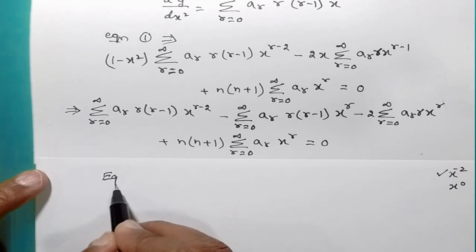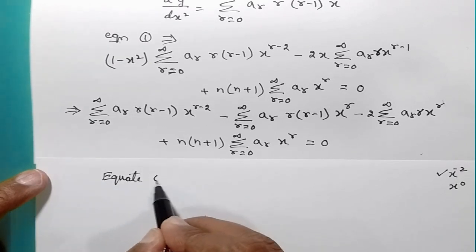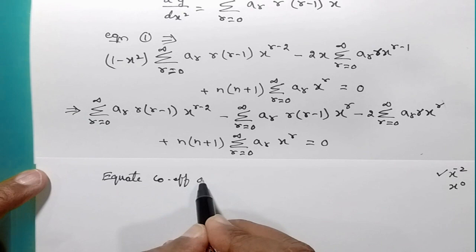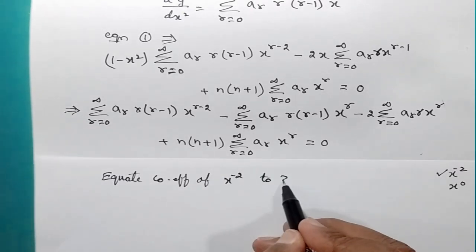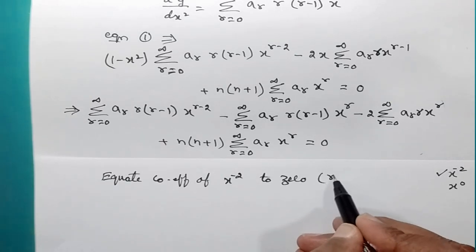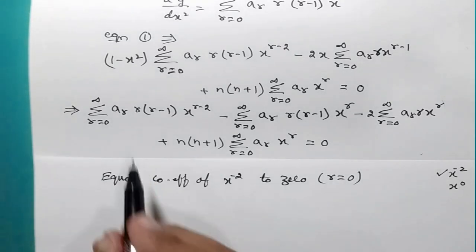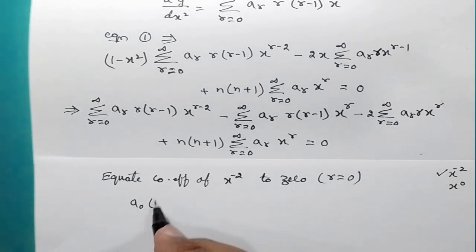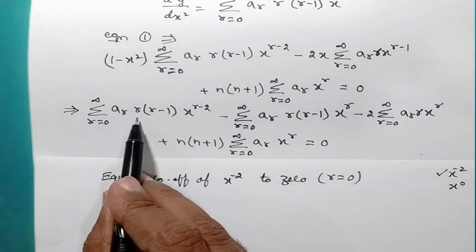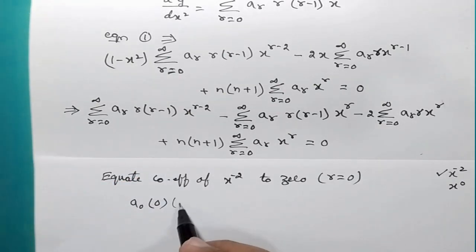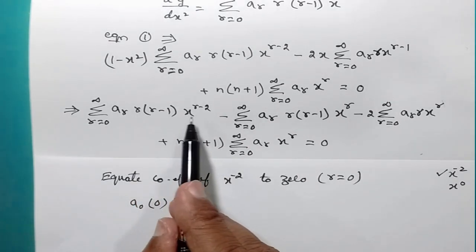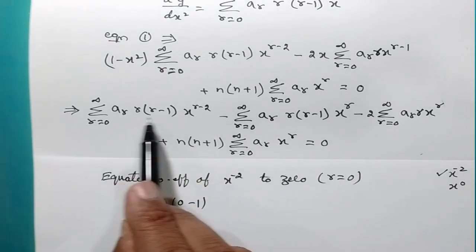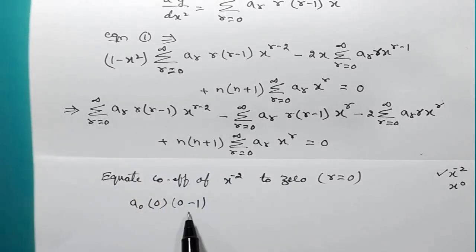So equate coefficient of x power of minus 2 to 0. So this you are obtaining by taking the value of r as 0. So you will get a0, r value is 0 here. Again r value is 0 minus of 1. So I've just taken the coefficient. Coefficient is by the side of x power of minus 2. What are the values you are having? You have just written those values and equate that to 0.